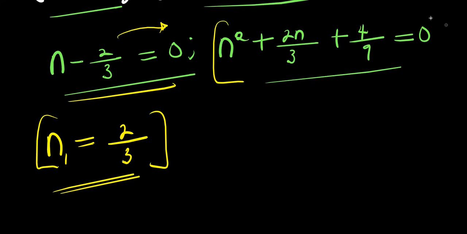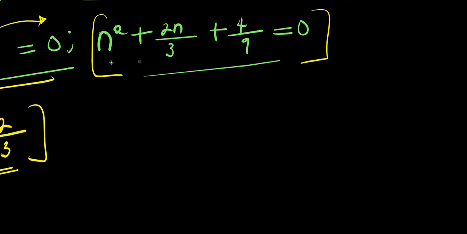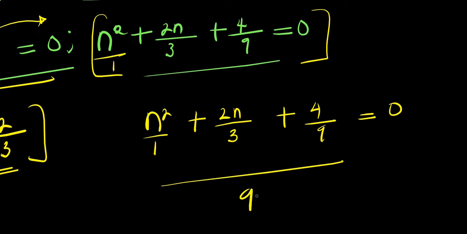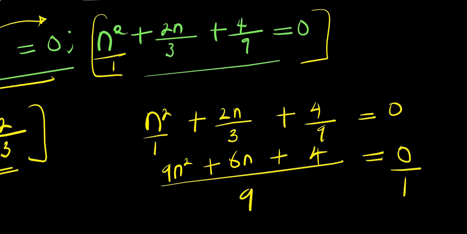Now we have this quadratic equation to solve for the other values of n. So to solve this, divided by 1, we have n squared plus 2n divided by 3 plus 4 divided by 9 equals 0. This is over 1. The common LCM here is 9. 9 divided by 1, 9 times n squared. That's 9n squared, plus 9 divided by 3, 3 times 2n, that's 6n, plus 9 divided by 9, 1 times 4, we have 4. This equals 0. So this over 1, we cross multiply.